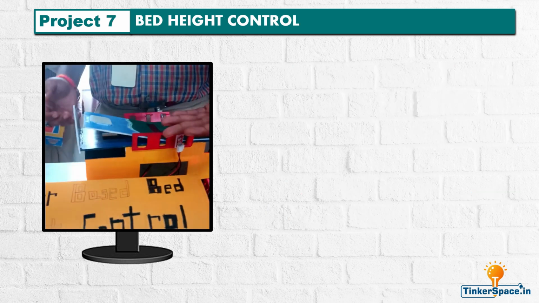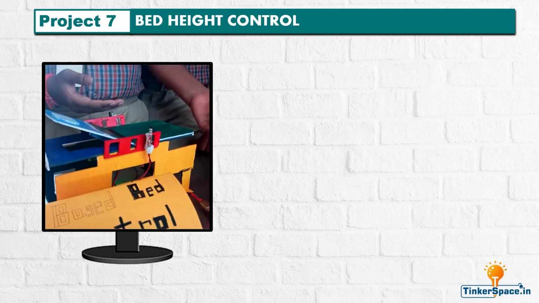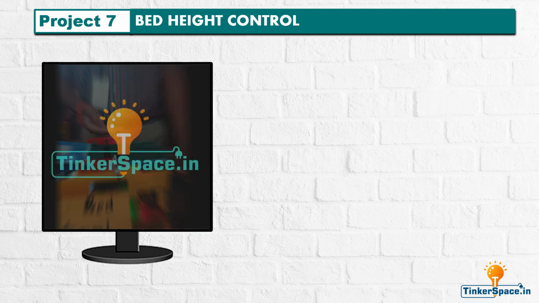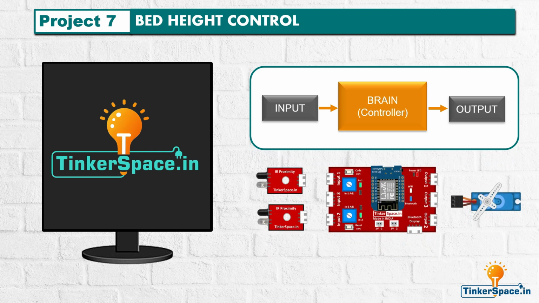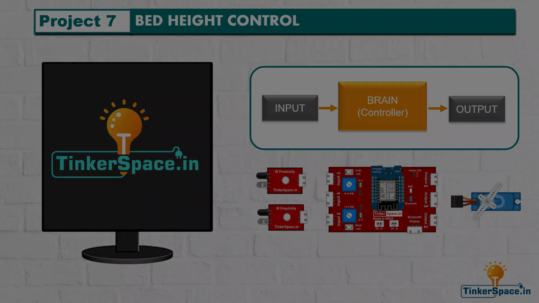Bed height control. This project allows you to adjust the height of the bed using hand gestures. In this project, we use the TinkerSpace brain board as the controller. Two IR proximity sensors are used as the input. Their function is to detect hand movements. One sensor increases the bed height and the other decreases it. The servo motor is used as the output. Its function is to adjust the bed's height based on the detected gestures.